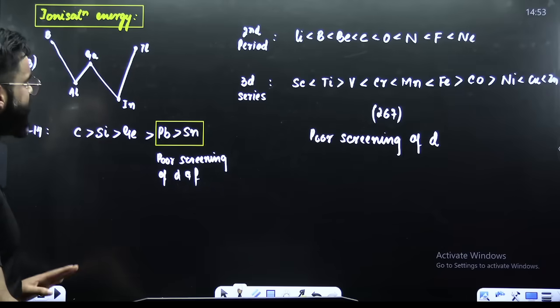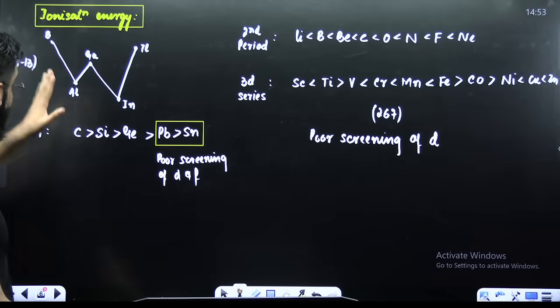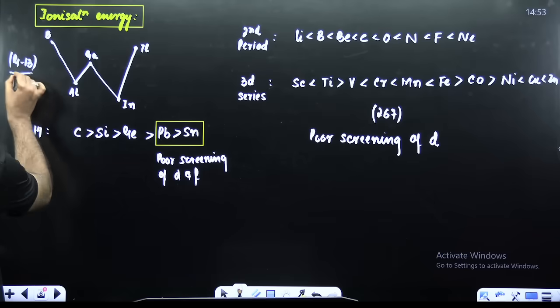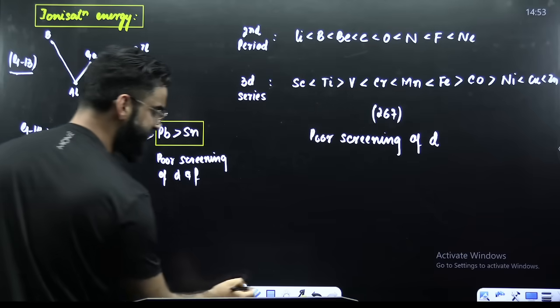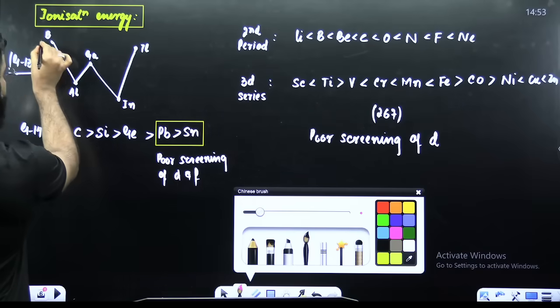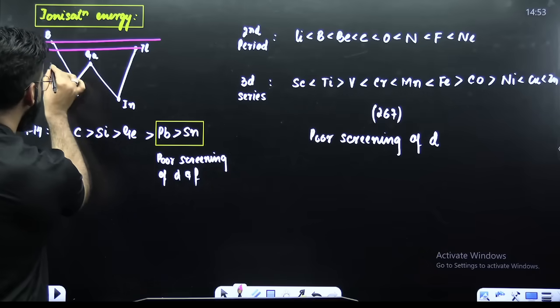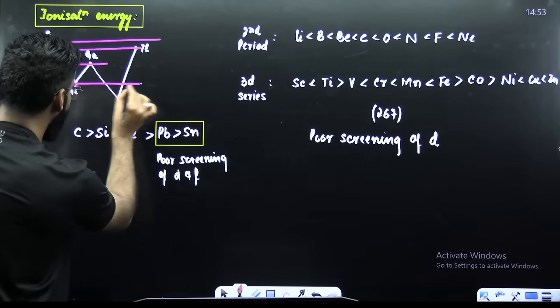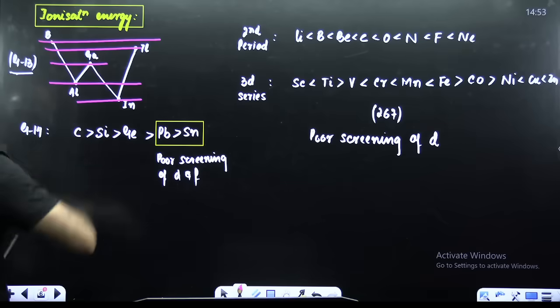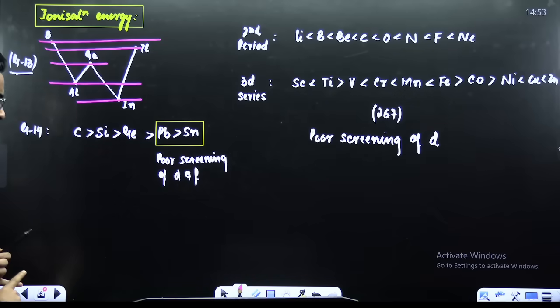Now the order of ionization energy. When it comes to group 13 elements, my dear students, in group 13, I would say boron has maximum ionization energy. Then comes thallium, then gallium, then aluminium, and then indium. So this is the order of the ionization energy when it comes to group 13, right?